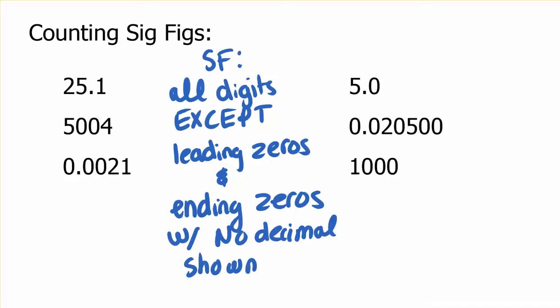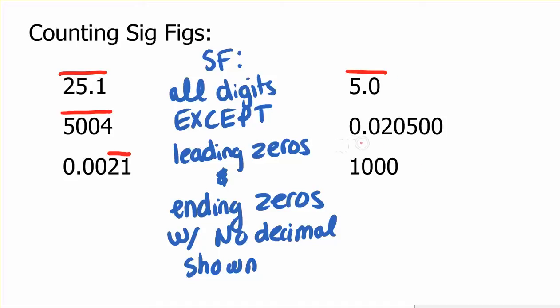Okay, so let's go through and look at these. If you have digits that are non-zero, they always count. So those all count. These zeros that are sandwiched are not leading or ending, so they count. These are what we mean by leading zeros. They never count. It doesn't matter where the decimal place is up here. None of those count. So these two count. Here's another one with ending zeros, or here's one with ending zeros. Because it has a decimal shown, we see the dot. This counts.